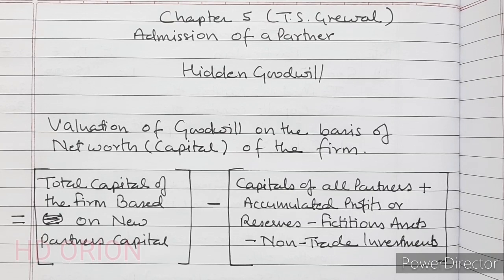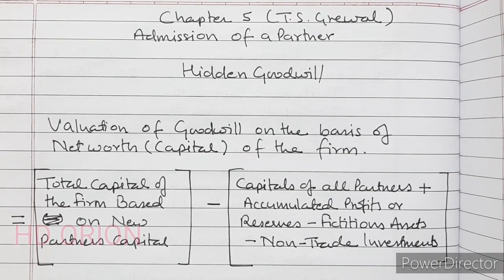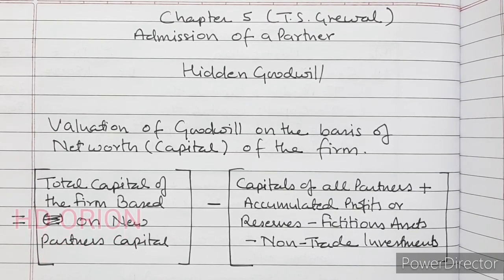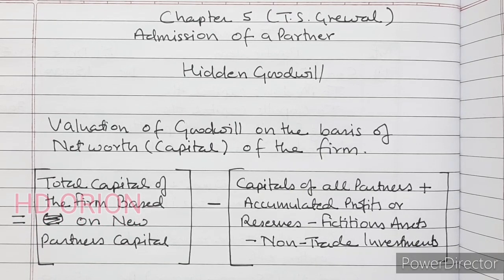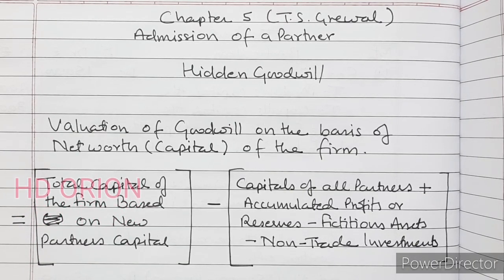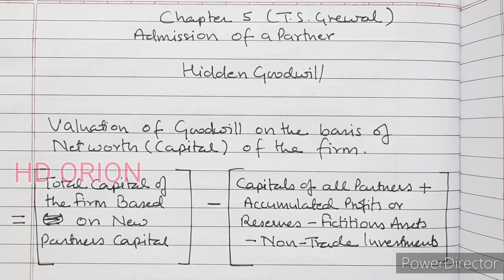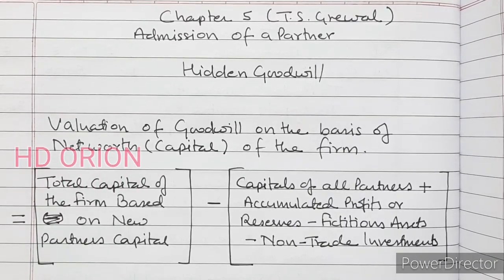We are studying accounting for partnership firms for class 12th and the book is T.S. Grewal. At present we are discussing admission of a partner. Under this we are discussing hidden goodwill.